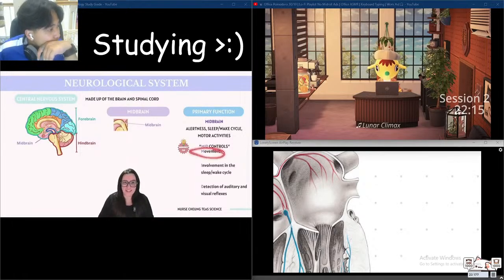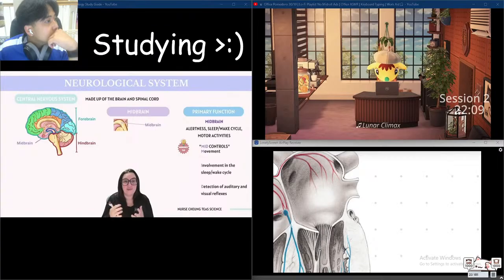Starting with movement, the midbrain is involved in motor movements and coordination, particularly eye movement and other reflexive responses. When it comes to the involvement of our sleep-wake cycle, it plays a crucial role when it comes to maintaining our alertness and regulating that sleep-wake cycle. And then lastly, we have detection of auditory and visual reflexes. The midbrain processes that auditory and visual signals, contributing to the reflective responses we get whenever we're introduced to a stimuli.